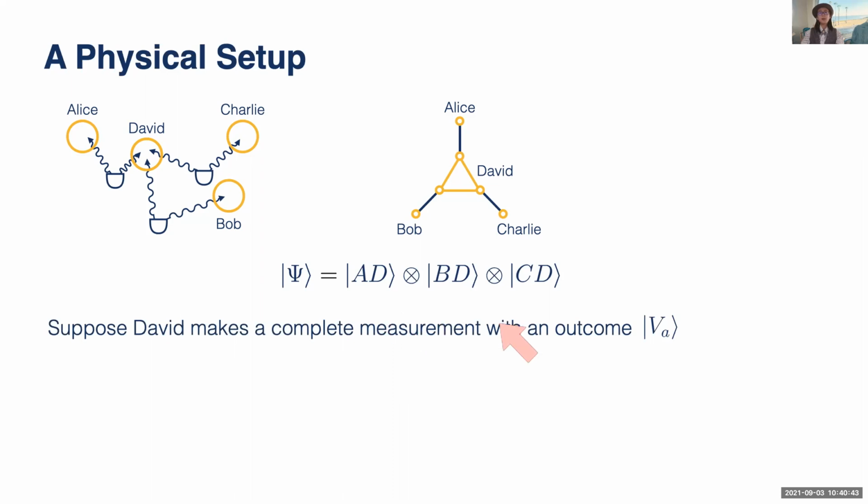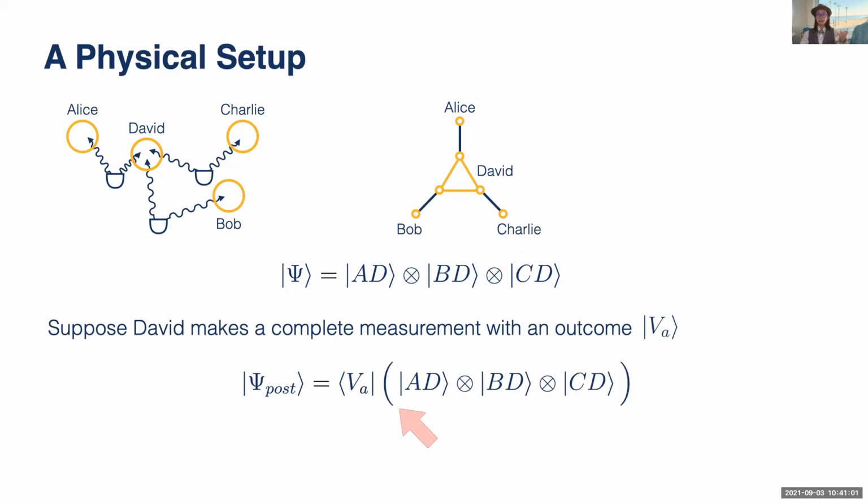Now, suppose David makes a complete measurement with an outcome VA, which is a pure state. Now, David is out of the story since he got a pure state. The rest of the people, Alice, Bob, Charlie, are now entangled with each other. The posterior state after measurement is given by this expression, and it can be represented by the tensor network on the right.